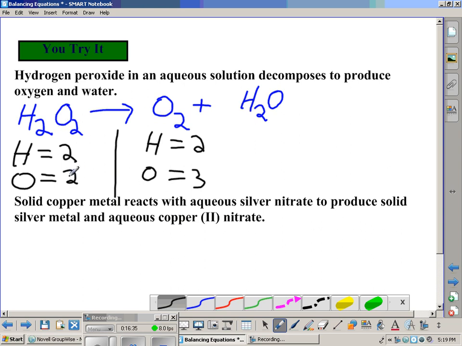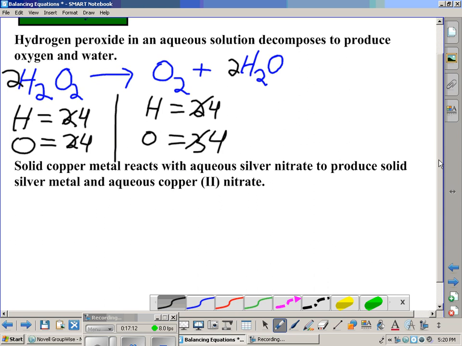So we need more oxygens over here. We have 1, so our next highest coefficient, let's try a 2. We've got a 2 here, so that means we've now got 4 hydrogens and 4 oxygens, meaning we need more hydrogens on this side, so let's put a 2 right here. Now we have 4 hydrogens, and we've got 2 oxygens in the water, 2 molecules, plus the O2, which changes that to a 4, and we're balanced. Pretty easy, huh? Let's try one more.